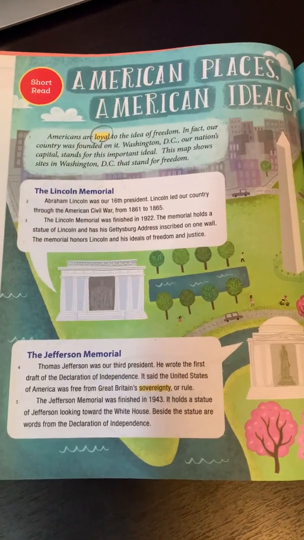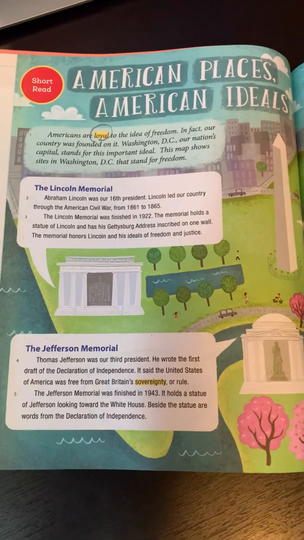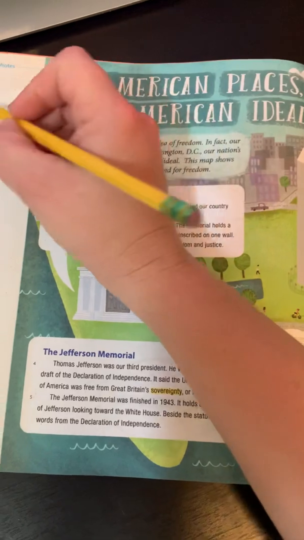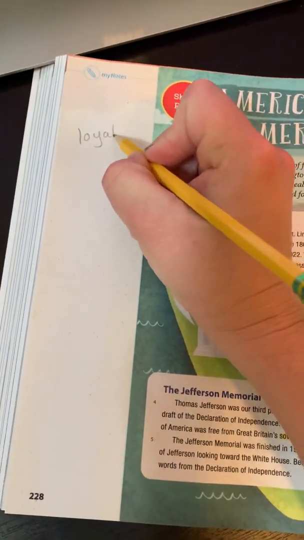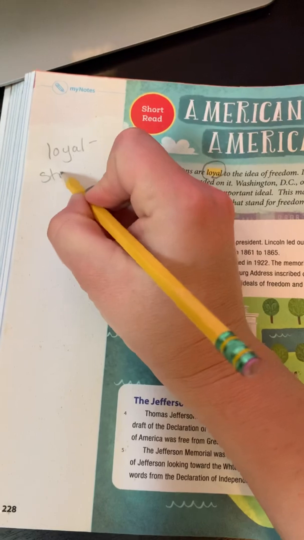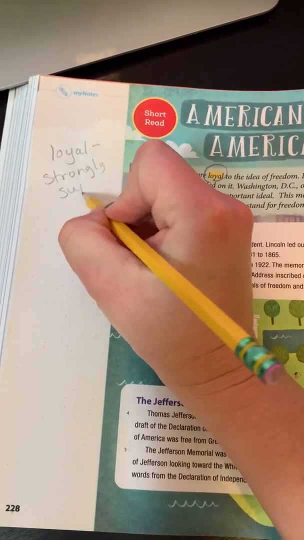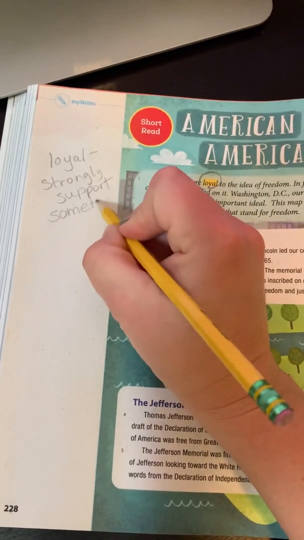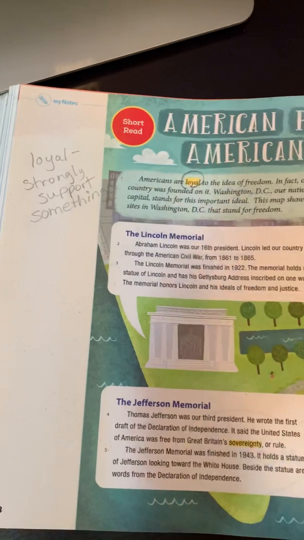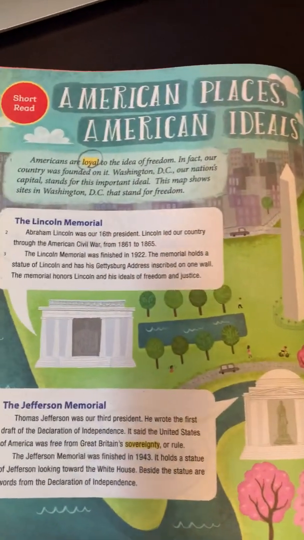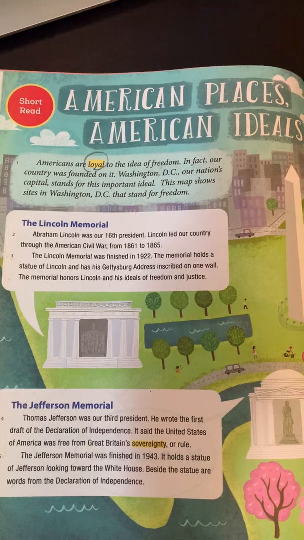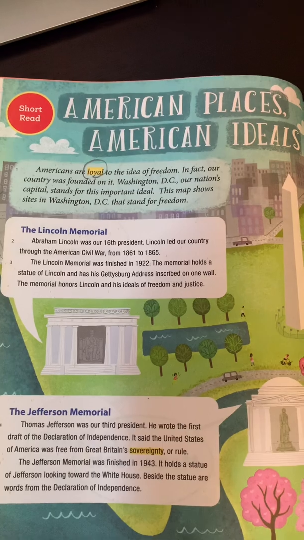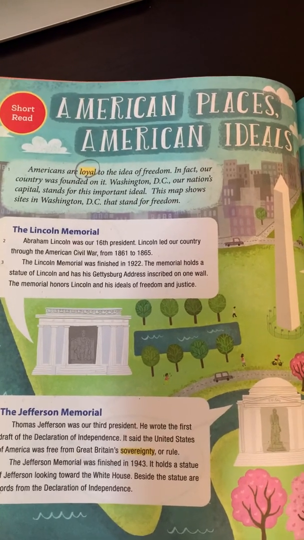Today we're reading a short story called American Places, American Ideals. Americans are loyal to the idea of freedom. So remember that loyal means that you strongly support something. Could be a person, could be a group, could be an organization. So Americans are loyal to the idea of freedom. In fact, our country was founded on it. Washington, D.C., our nation's capital, stands for this important ideal.